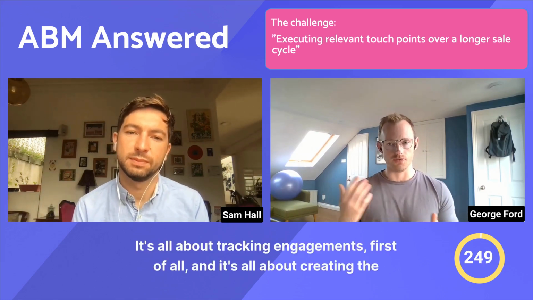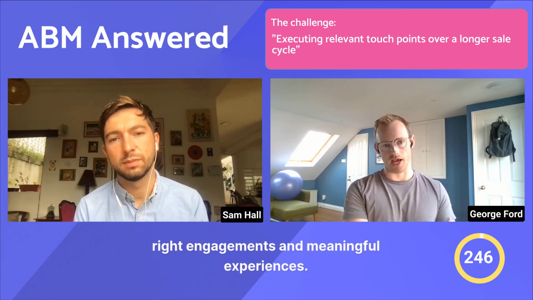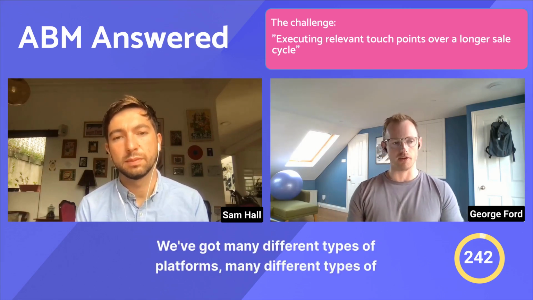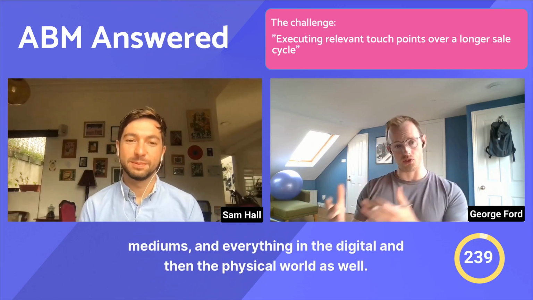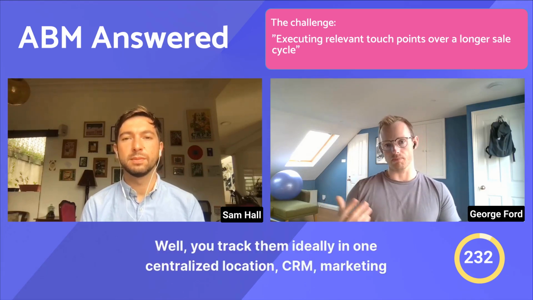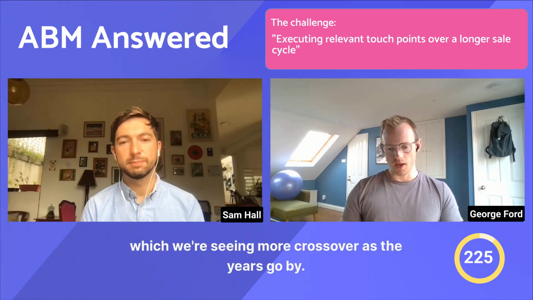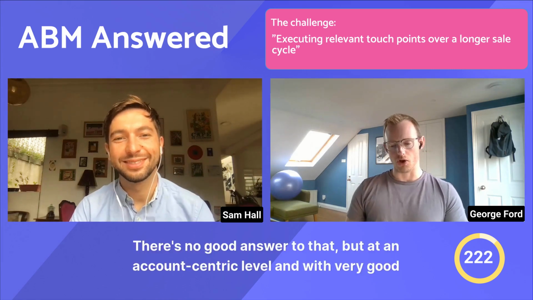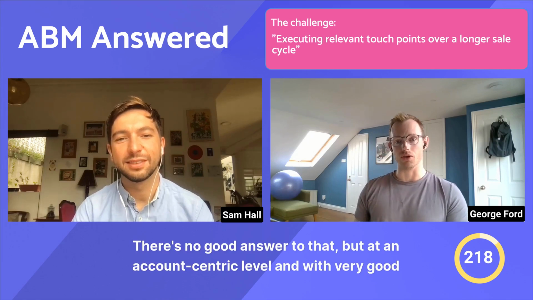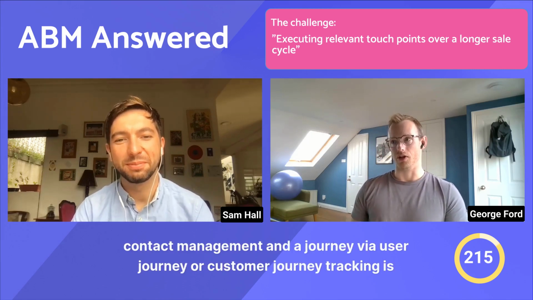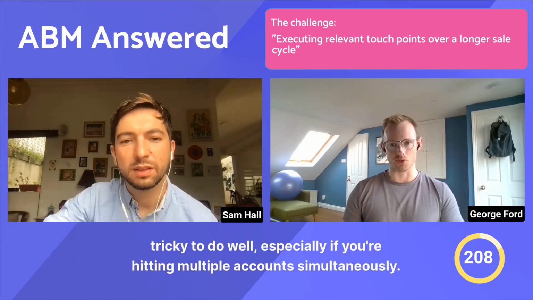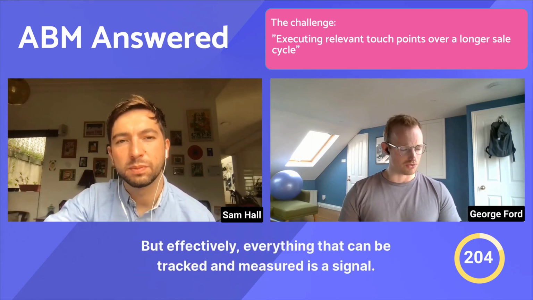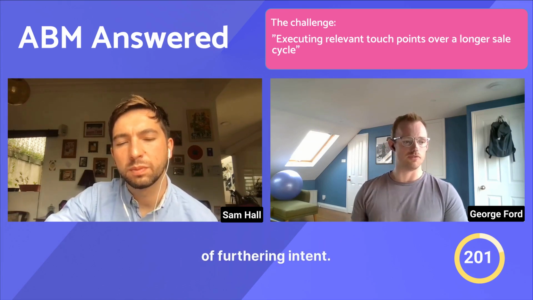Good question, expansive question. It's all about tracking engagements, first of all, and creating the right engagements and meaningful experiences. We've got many different types of platforms and mediums, in the digital and the physical world as well. So how do you track those? Ideally in one centralized location: CRM, marketing automation, ABX platforms, where we're seeing more crossover as the years go by. How do you manage them? There's no good answer to that, but at an account-centric level and with very good contact management. Buyer or customer journey tracking is tricky to do well, especially if you're hitting multiple accounts simultaneously. But effectively, everything that can be tracked and measured is a signal of furthering intent.